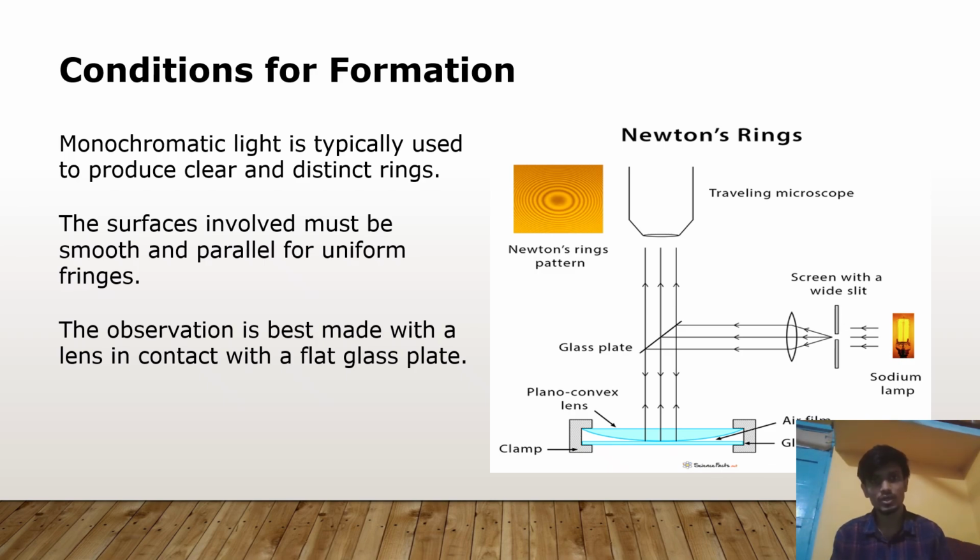Conditions for formation. Monochromatic light is typically used to produce clear and distinct rings. The surfaces involved must be smooth and parallel to form uniform fringes. The observation is best made with a lens in contact with a flat glass plate. For clear rings, monochromatic light, a single color, is used. The lens and glass plate must be smooth, clear, and perfectly in contact.